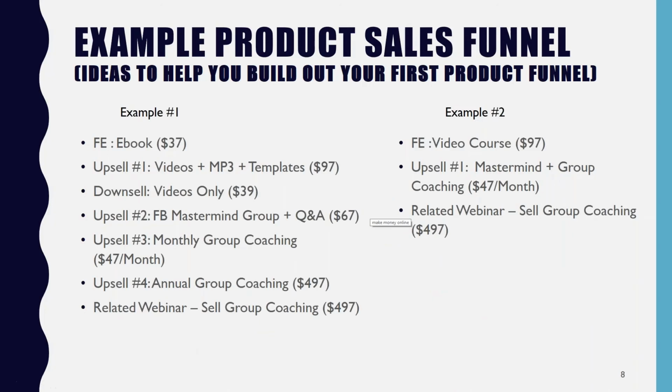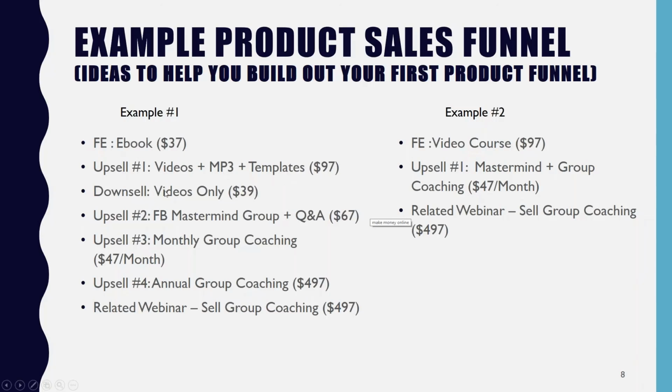So example number 1 is your front-end ebook. Upsell number 1 could be a video with MP3s and templates. Then you do a downsell for videos only, a Facebook mastermind group, a monthly group coaching session, annual group coaching, and then a related webinar where you sell them. This is a perfect example of a funnel. Again, you could offer an ebook, and then the video version of that ebook with the MP3 and the templates could also be included.